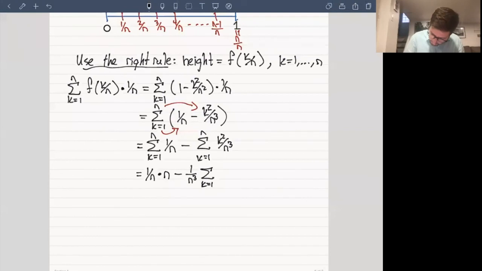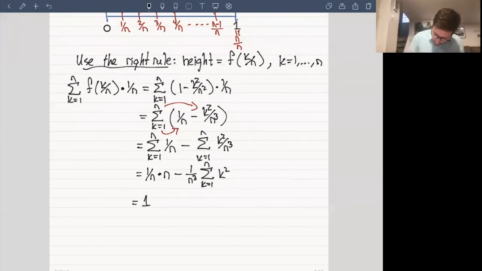And now we have the sum of the square numbers running from 1 to n. Luckily, we have a formula that'll simplify this for us, right? There's a nice compact formula that tells us what the sum of the first n integers is. But before we get there, let's clean this up a little bit. 1 over n times n, that's 1. That's great, right? That is nice.